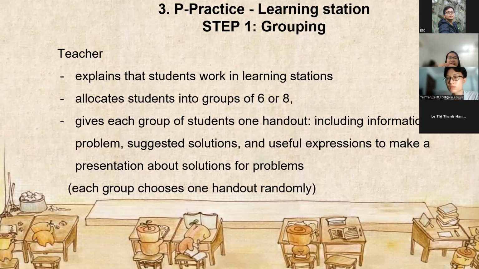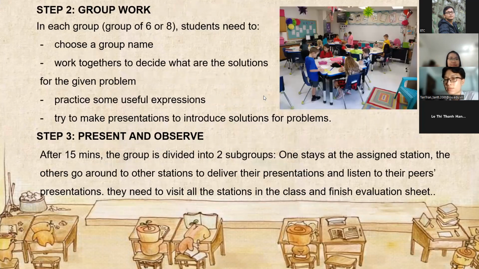Okay. The next one, step number 2, group work. This one is a little bit complicated, so you need to explain clearly to the students. In each group of 6 or 8, students need to choose, of course, a group name for the station. They need to work together to decide what the solutions are for the given problem. For example, about climate change: what are the solutions to solve climate change? And then they need to practice some useful expressions, and try to make a presentation to introduce the solutions for the problems.